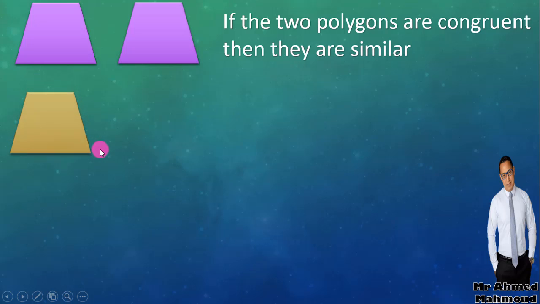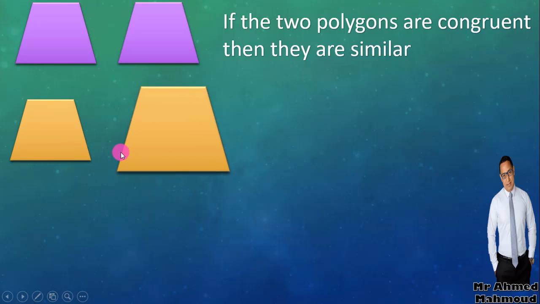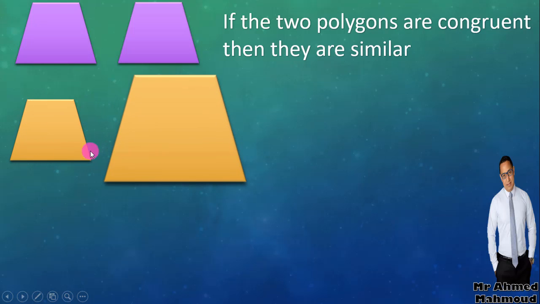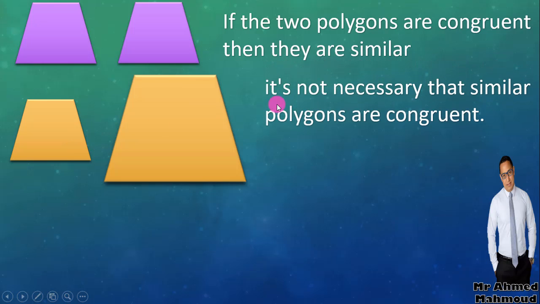But in the opposite case, if we have a polygon like this and another polygon is an enlargement of the first or a reduction of the first, then they are similar but they are not congruent. So if they are congruent, then they must be similar. But if they are similar, it is not necessary that they are congruent, because similarity is not a special case of congruency.